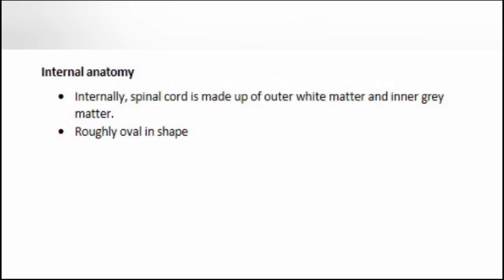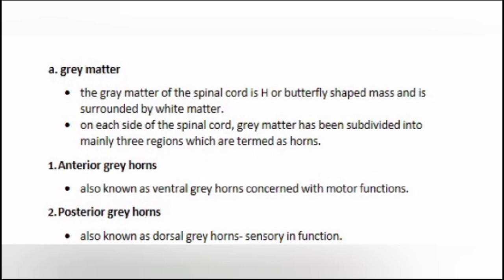First one is grey matter. The grey matter of the spinal cord is butterfly shaped. You can clearly see in that first picture, right? A butterfly shaped inner structure, I have already explained to you. That was the grey matter. It is surrounded by white matter.